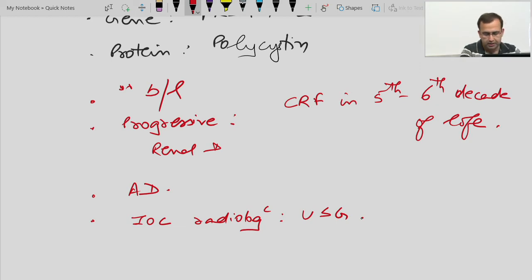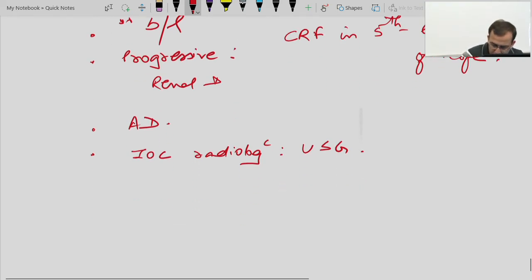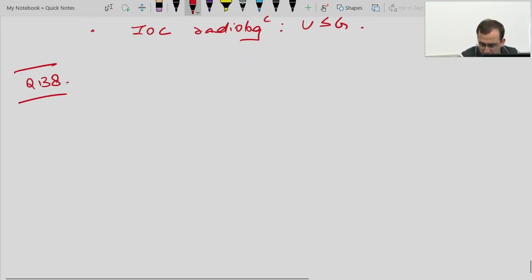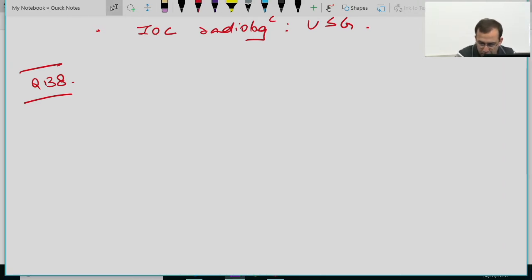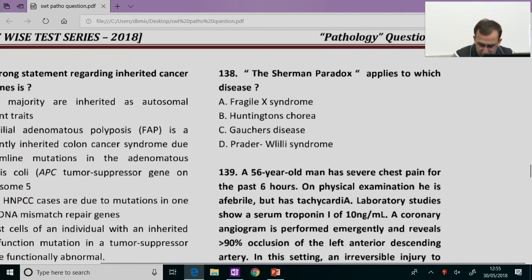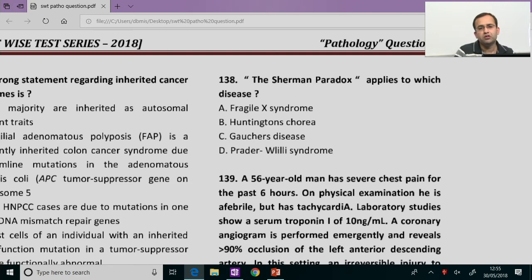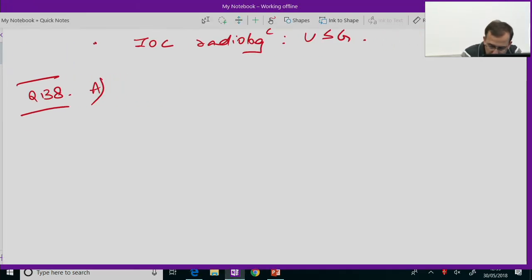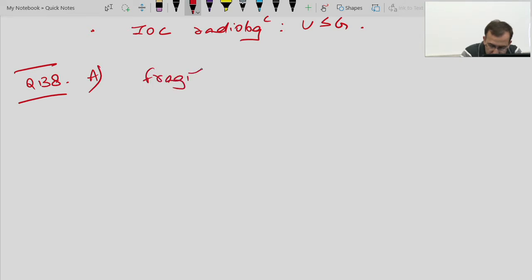Next, this gets us to the next question, question number 138. First point, let us have a look at this. Sherman's paradox applies to which disease? We have already seen this in detail: Fragile X syndrome. Sherman's paradox is associated with trinucleotide repeat disease. Fragile X syndrome is a trinucleotide repeat disease.